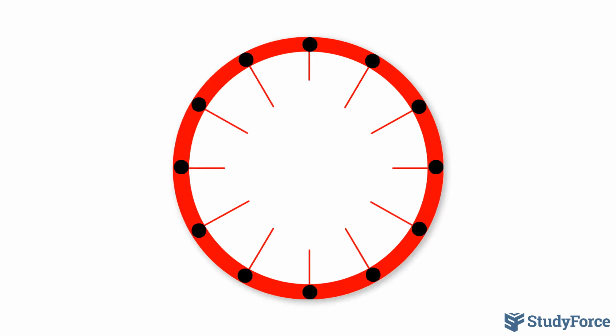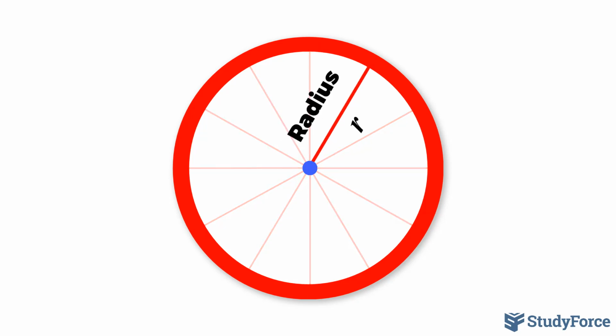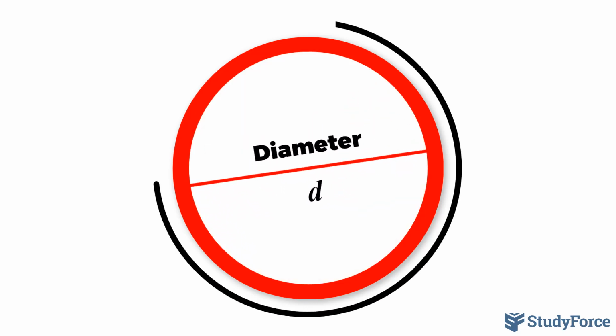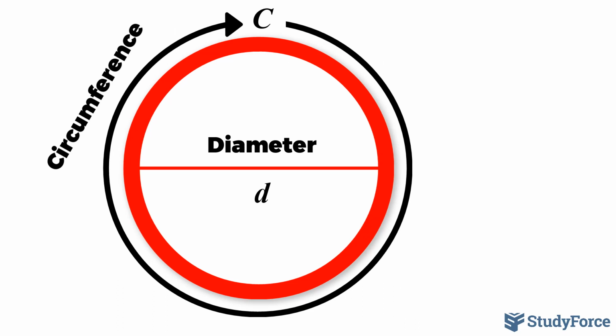A circle is a plane curve where all points on the curve are equidistant from a fixed point called the center. And this constant distance is known as the radius. The diameter is twice the radius and cuts the circle into two semicircles. The circumference of a circle is its total length, or the distance around it. Think of this as the circle's perimeter.